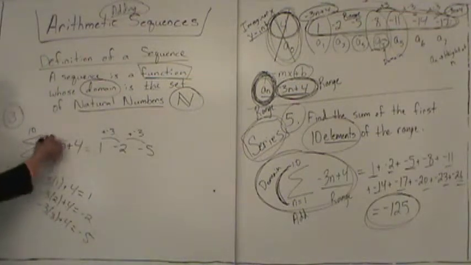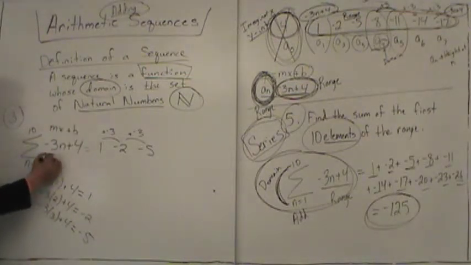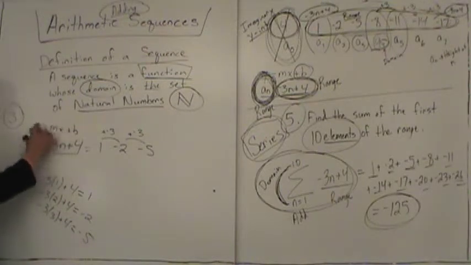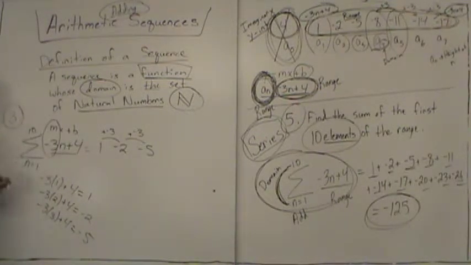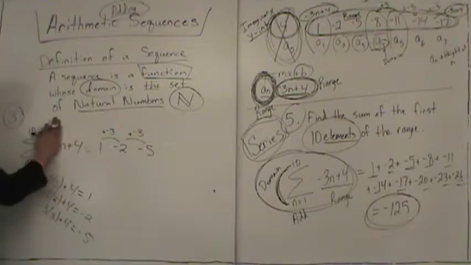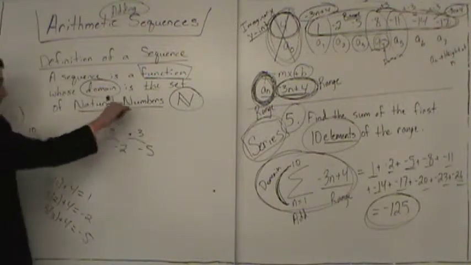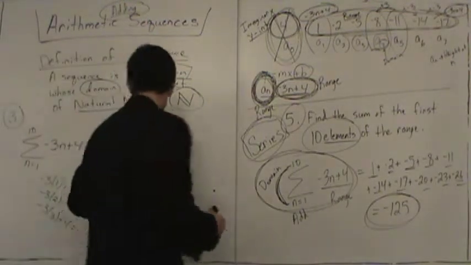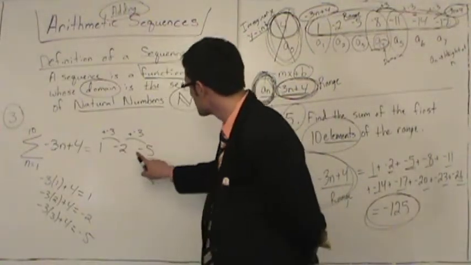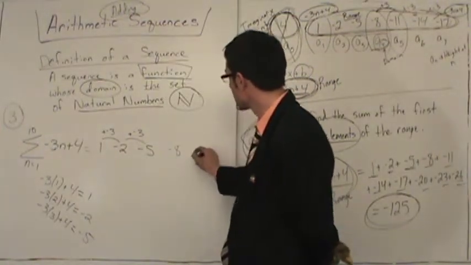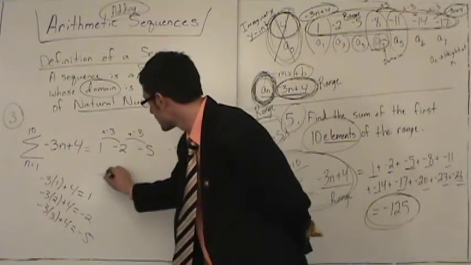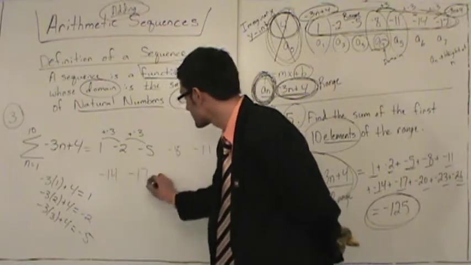Why? Because this is mx plus b, or an arithmetic range, where our slope is the same concept as common difference. Our common difference is negative 3. What is the value in front of n? The concept of slope, or common difference, is what is happening each time: it's going down by 3. So we can continue to write. Just look at the pattern: 1, negative 2, negative 5, negative 8, negative 11, negative 14, negative 17.